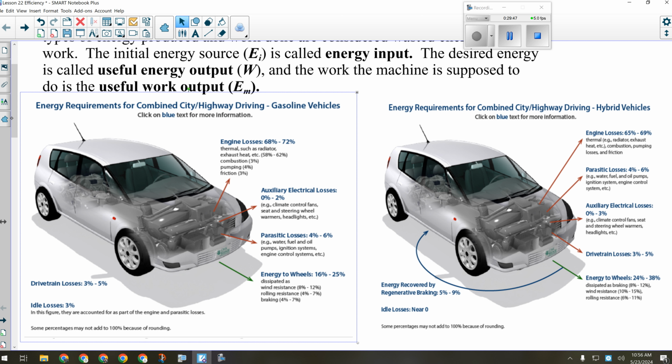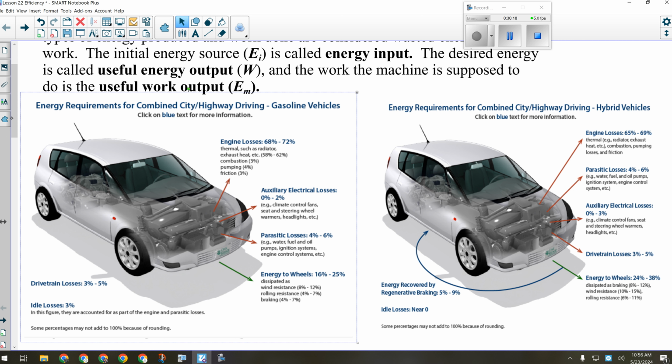Because if I accelerate in a gas-powered car, that's when I use the most gas. During acceleration, when I'm trying to do work and change my energy, that's when I use the most fuel. Agreed? When I'm cruising along on the highway, my car doesn't have to work as hard. That's why internal combustion engines get really good highway mileage, but really bad city mileage. Hybrid cars are the opposite. Hybrid cars get decent fuel economy on the highway, but they get great fuel economy in the city.